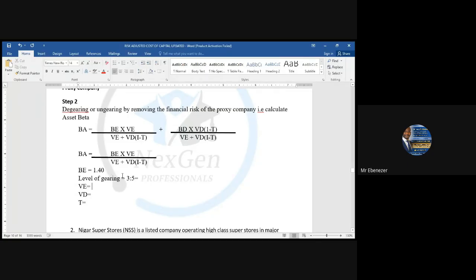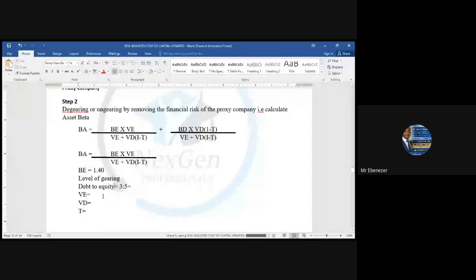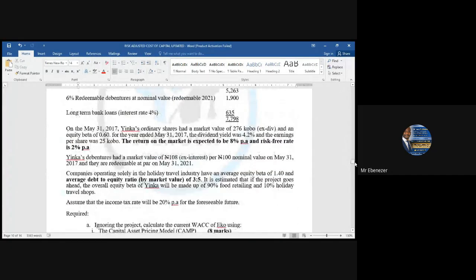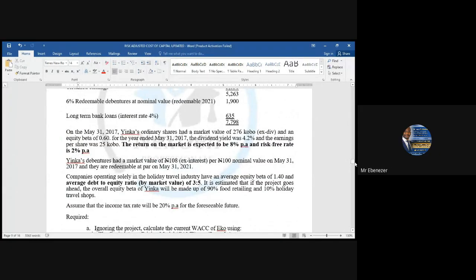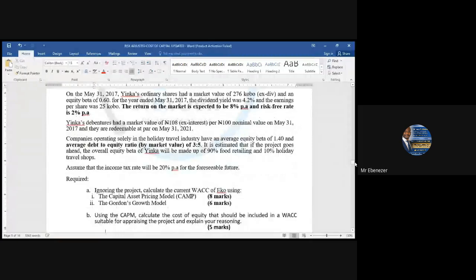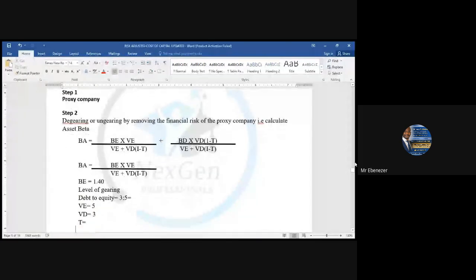All right. Level of gearing, debt to equity: debt is 3, equity is 5. So what is the tax rate? What is the tax rate given to us? They just give us, assume that 20%. So we'll use it for the 2, right? Yes, sir. 20 percent.